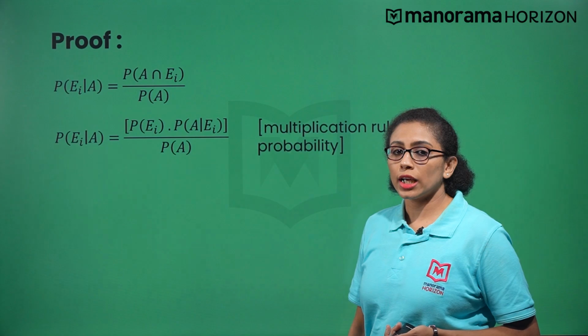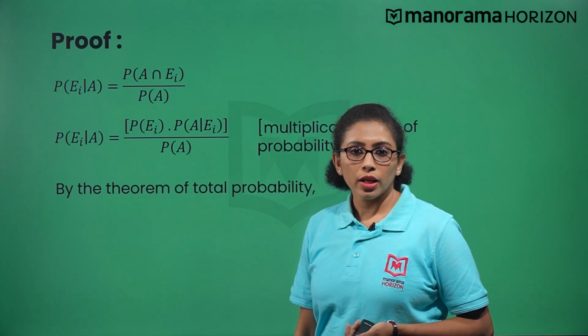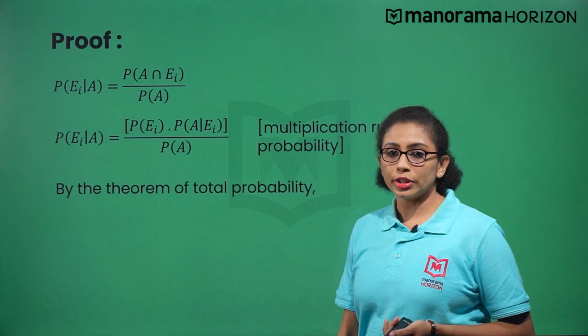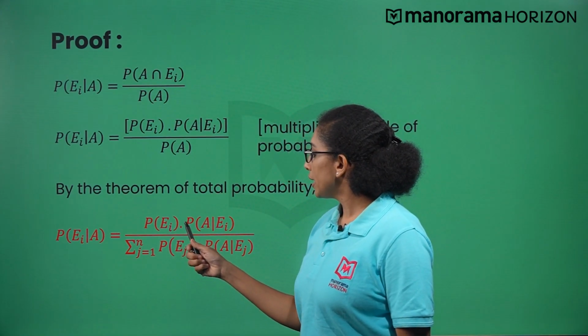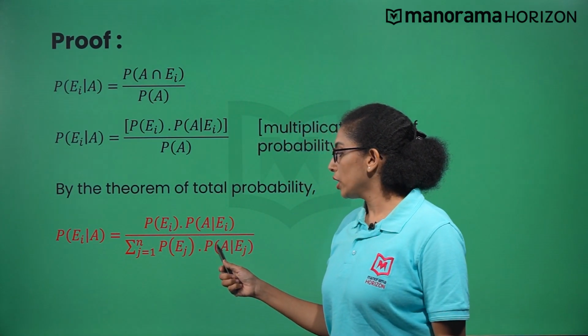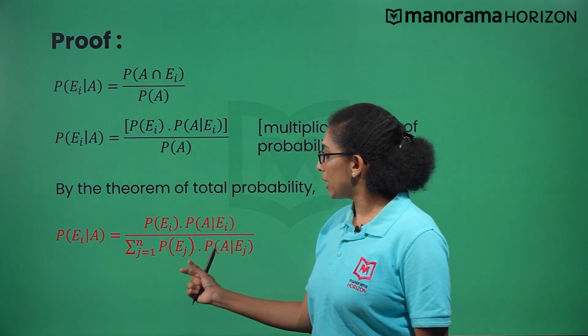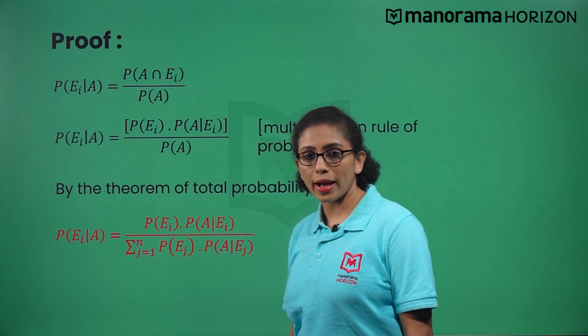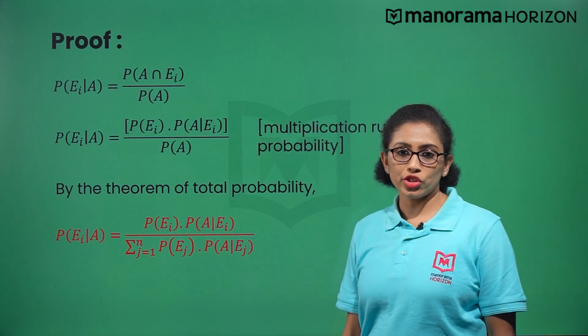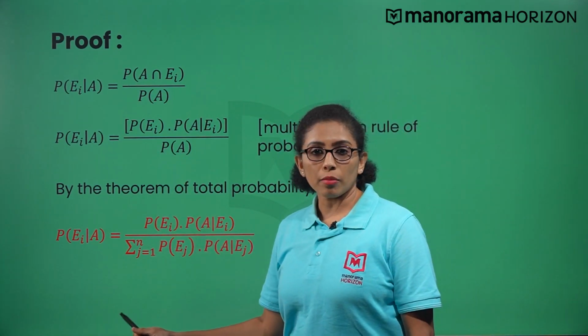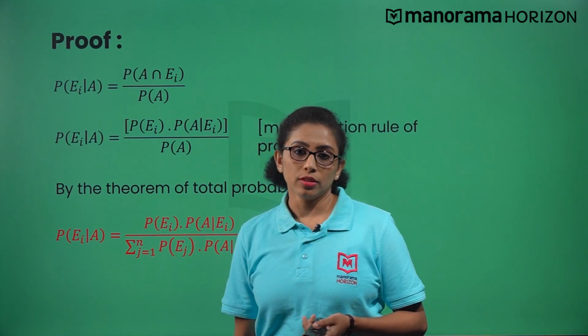Now, by the theorem of total probability, P of A can be expanded. So P of Ei given A is equal to P of Ei into P of A given Ei, the whole divided by the summation j equal to 1 to n of P of Ej into P of A given Ej. This is Bayes' theorem. Hence, we have proved it.